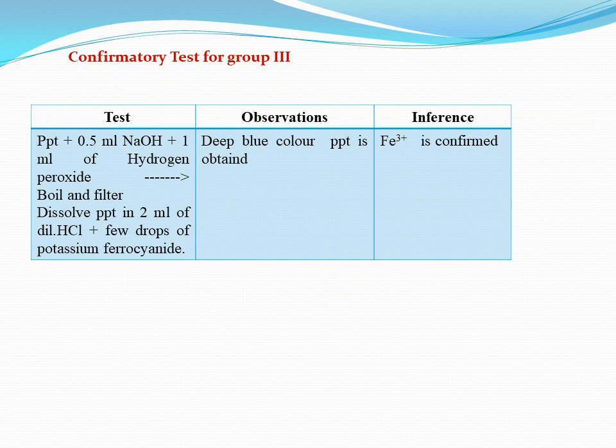So filter the PPT, and to the precipitate add 0.5 ml of sodium hydroxide and 1 ml of hydrogen peroxide. Again boil it and filter it. Then dissolve the precipitate in 2 ml of dilute HCl. To this add a few drops of potassium ferrocyanide. So we get deep blue color. That means ferric ion is present or confirmed.